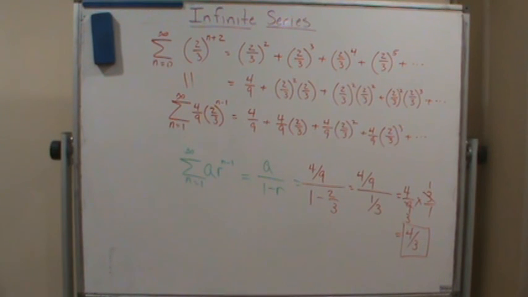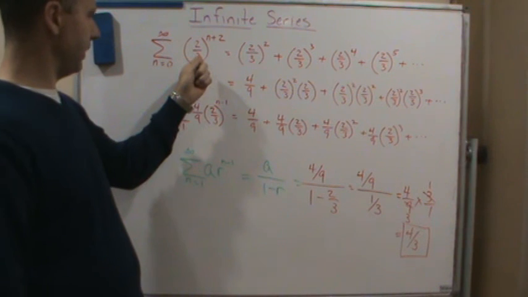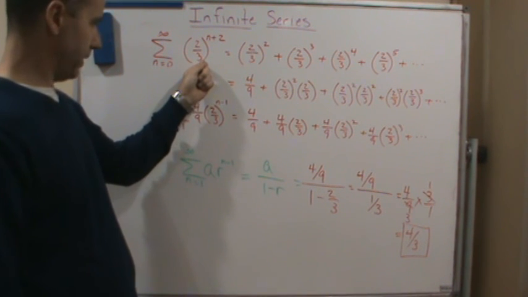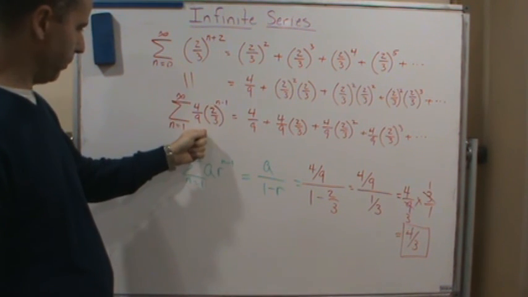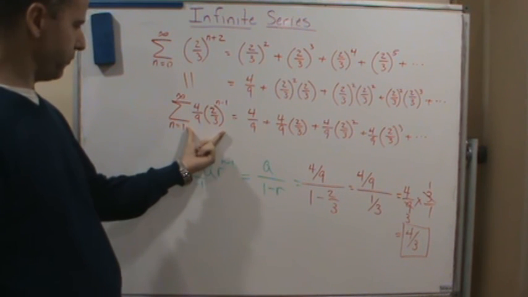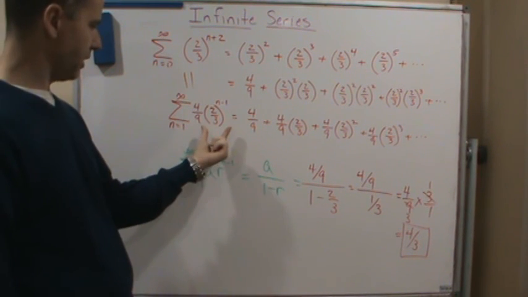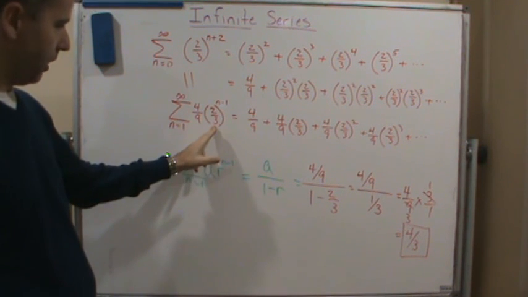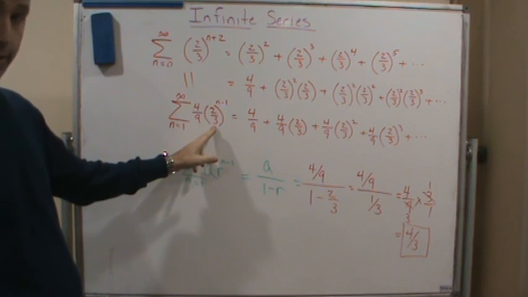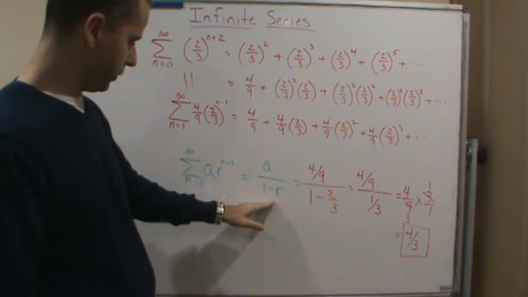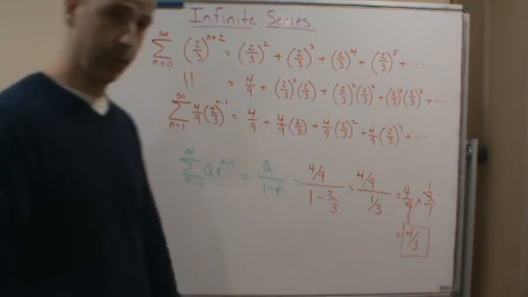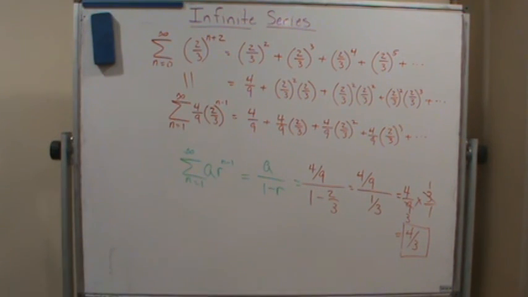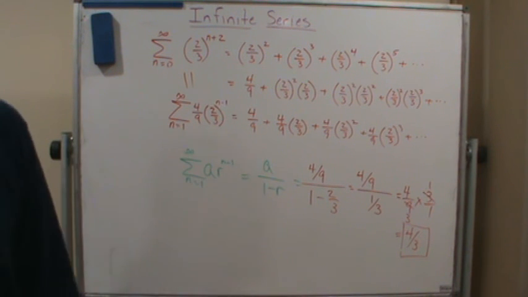And so we just showed that this is indeed a geometric series, and we rewrote it in this form. In this form we can see what A is and what R is, and because the absolute value of R is less than 1, it converges to this, which gives us 4/3, and we're done. See you next time.